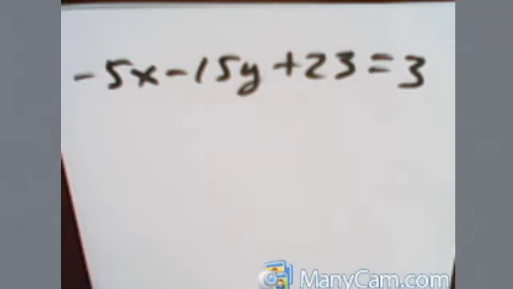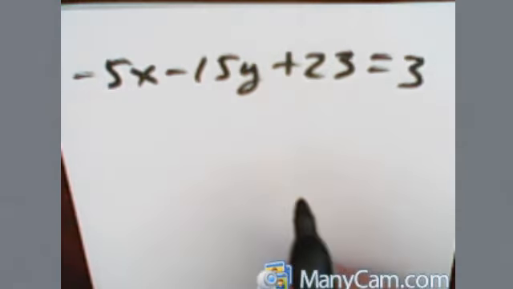In this problem, we're going to put the equation -5x - 15y + 23 = 3, which is a linear equation, into slope-intercept form in case you wanted to graph it. It makes it easier to graph once it's in slope-intercept form. Slope-intercept form merely means to solve it for y on the left side and everything else in the equation over on the right side. So let's start out by combining some like terms.